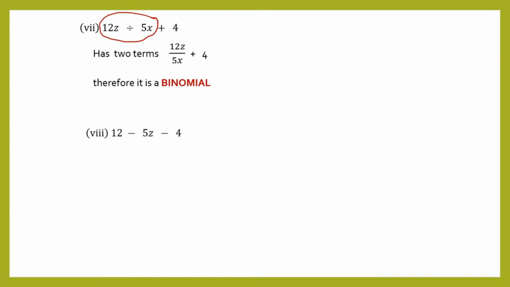Question 8. 12 minus 5z minus 4. Now here I don't have a multiplication or a division sign. I cannot combine any of these terms. So they're all separate. I have 1, 2 and 3 terms. So it is a trinomial.